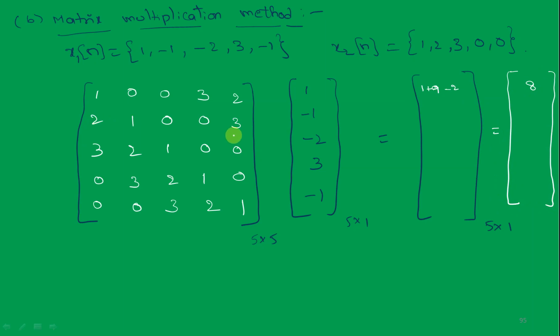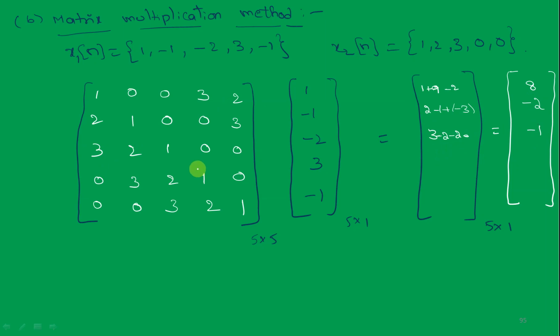Okay, right. Next row and column: 2 into 1 is 2, plus 1 into minus 1 is minus 1, plus 0 plus 0, plus 3 into minus 1 is minus 3. So now what is the answer here? 1 minus 3 is nothing but minus 2. Okay, now next, 3 ones are 3, minus 2, 1 into minus 2 is minus 2, then plus 0 plus 0. Okay, right? Now 3 minus 4 is minus 1.